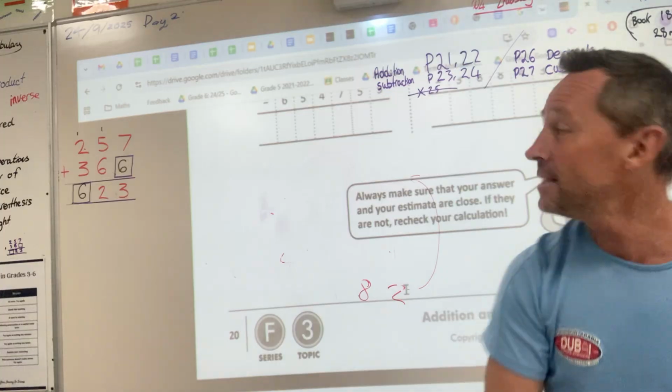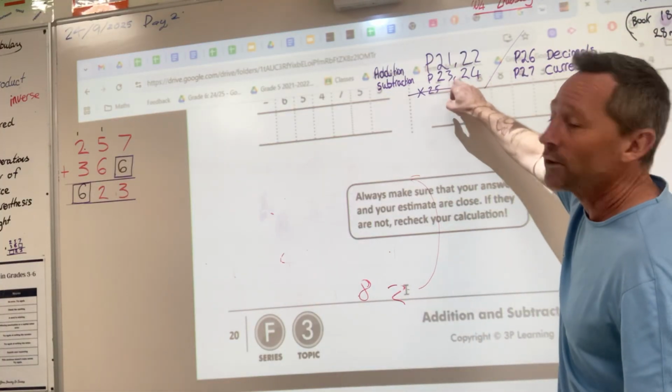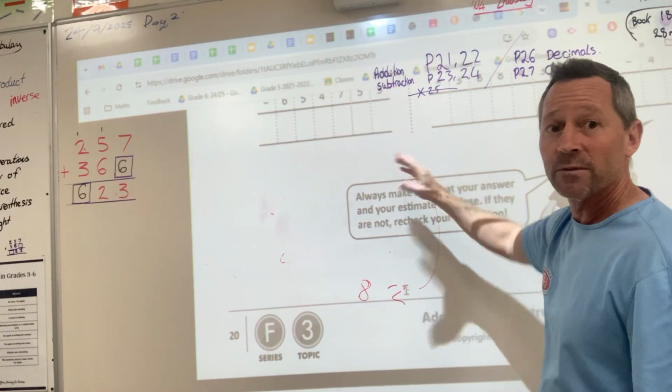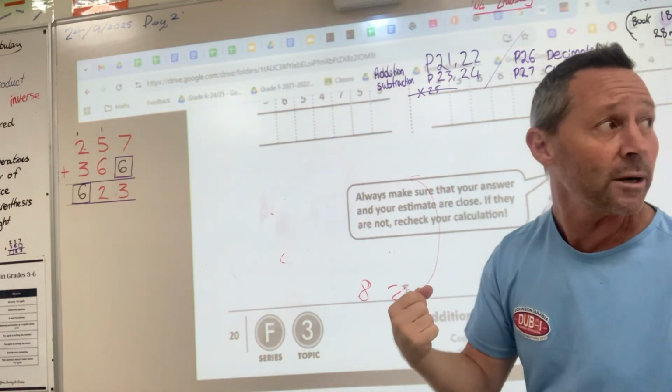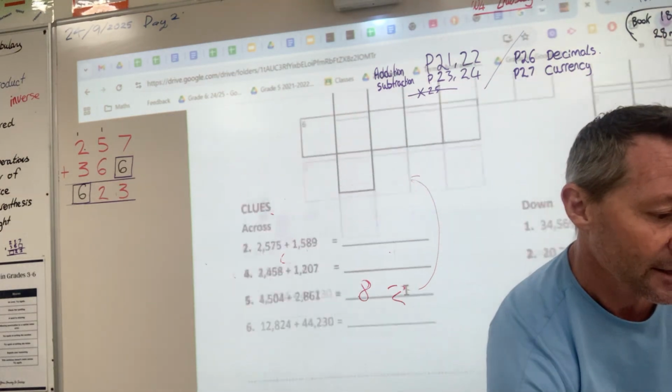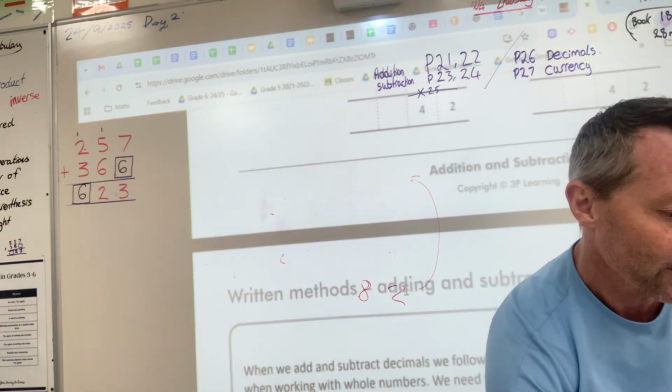Once you've done that, that is pages 23, 24. Like I said, if you're really good at it, just do 3 of each one, just so I know that you know what you're talking about. From there, we've got decimals. Don't do page 25, forget that one.